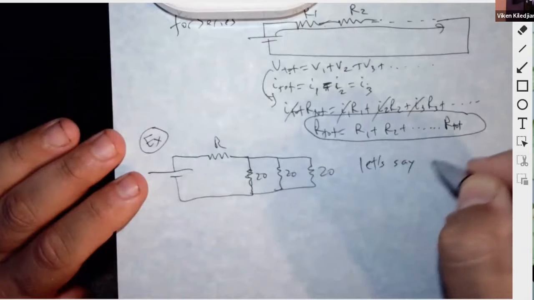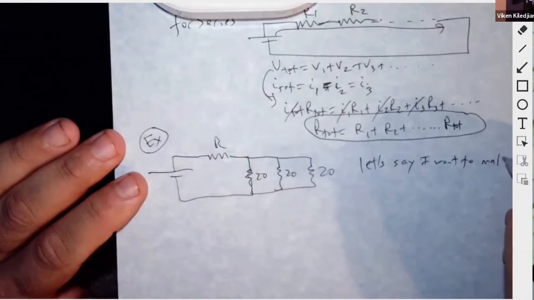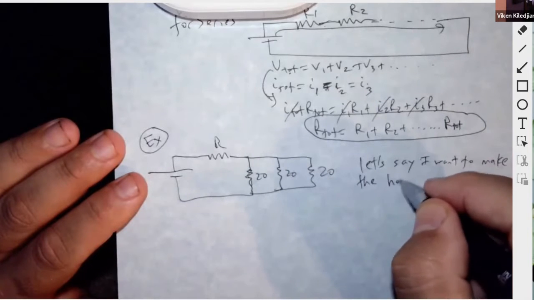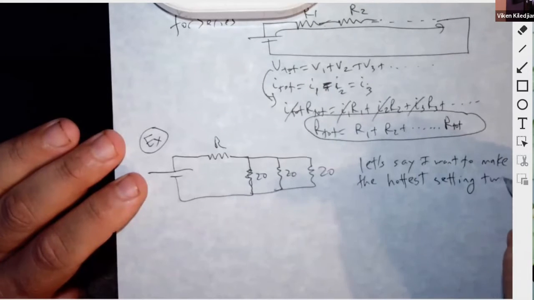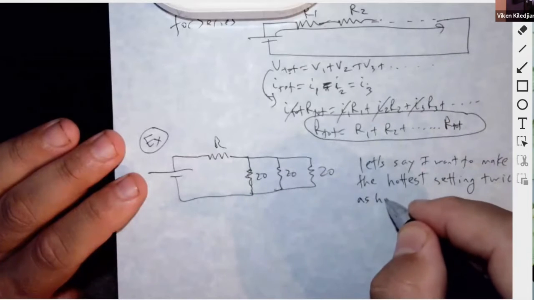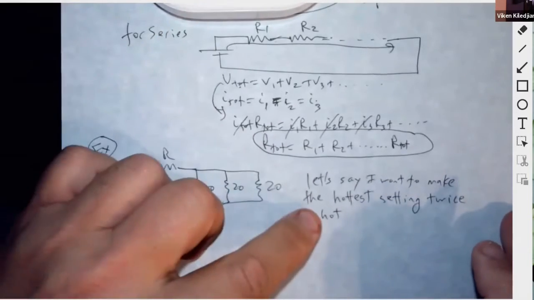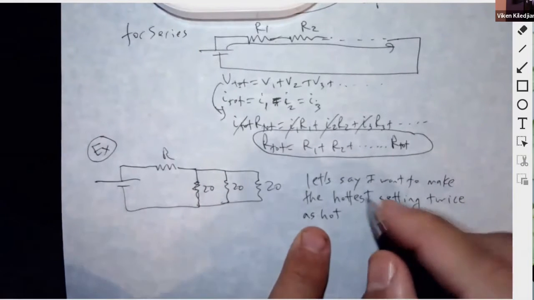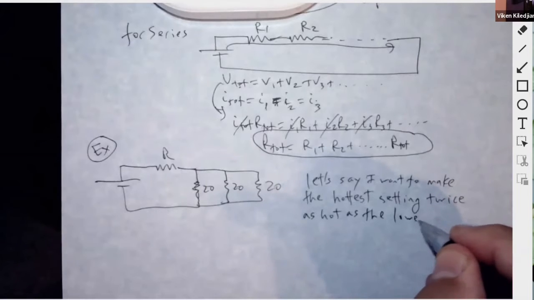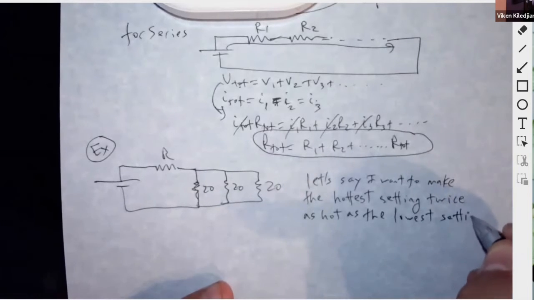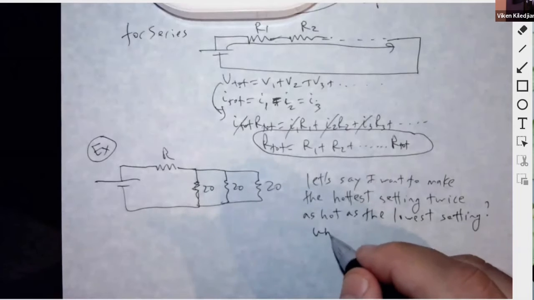Let's say I want to make the hottest setting twice as hot. So I don't want it to be 3 times as hot. So let's say I want to make the hottest setting twice as hot as the lowest setting. Then what should R be?